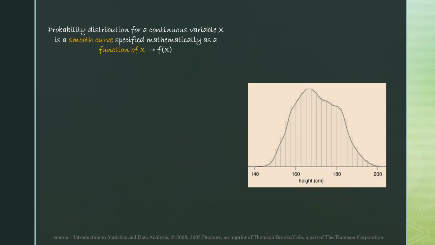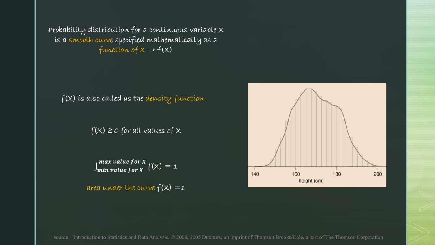Probability distribution for a continuous variable x is a smooth curve specified mathematically as a function of x, f of x. F of x is also called as the density function. F of x satisfies the following requirements. F of x is greater than or equal to 0 for all values of x. That is, f of x can never be negative. Integral of f of x over the possible range for x equals 1. In other words, the area under the curve f of x equals 1.